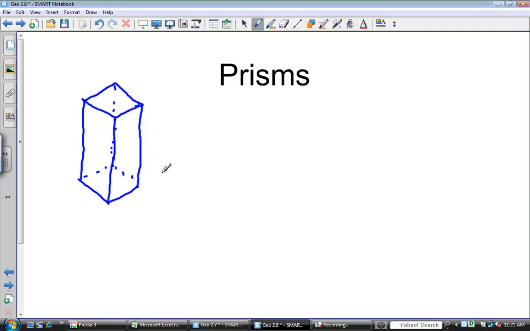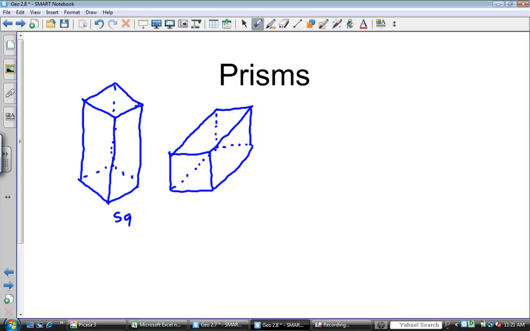Another way you can draw a square prism is just drawing a square and then going back diagonally. Now make sure these line up here, and all of these lines that are diagonal have to be the same length. Now you want to finish off the hidden lines, so you know this is a square prism.